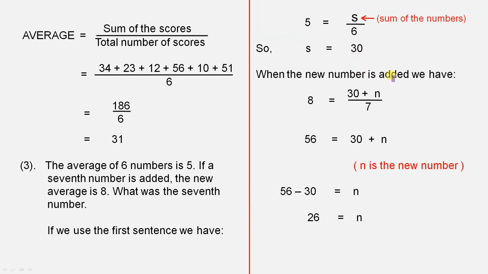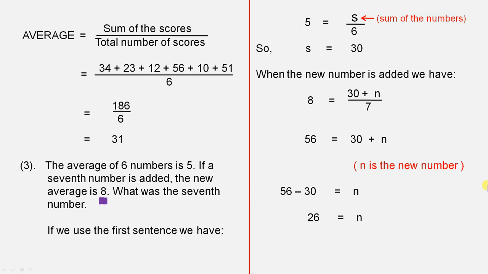So now, when the new number is added, we have that the new average, which is 8, because that's what we're given, will be the sum of the original scores plus the new number over 7, because now we have an extra number. So we use the same rule that we did here. 7 eights are 56, so 56 equals 30 plus n, where n is the new number. So if we take 30 away from both sides, 56 minus 30 equals n, so n must be 26. So 26 is the new number.